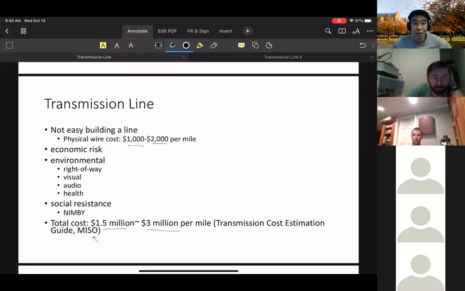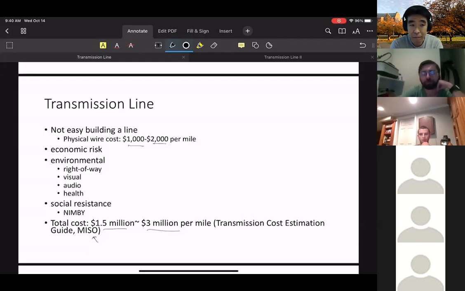So what do you think causes the vast difference between the physical cost of buying material for the line versus the amount of money you have to pay to actually get a line built? Anybody have some thoughts on why the difference is so drastic? Installation costs? No, that's more than the material cost, but that's not in the millions of dollars per mile. Is it the cost to repair the lines? No, it's not this large.